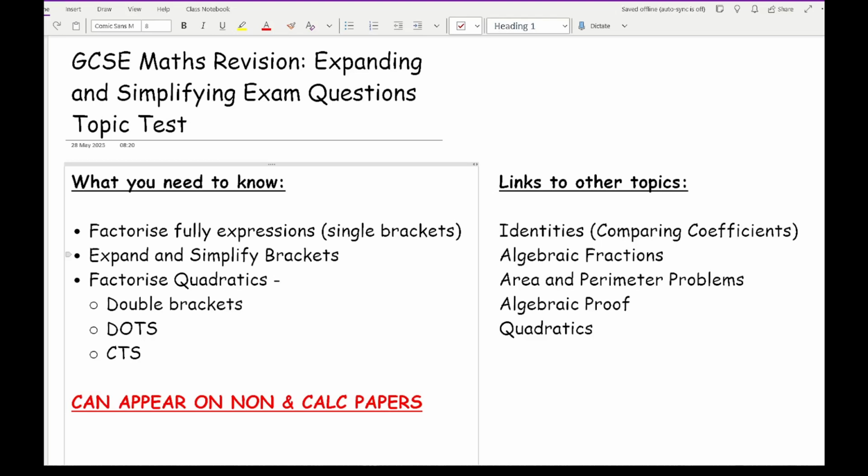Now, you also need to be able to expand and simplify brackets. Most commonly students use loops or a grid, but it's really important that you develop a technique that stops you from making silly mistakes. Typically, most mistakes that are made on these questions are students doing these questions mentally, going straight to the answer without having a formal method. Now, if you get them right, that's absolutely fine, but if you get it wrong, it can be wasted marks.